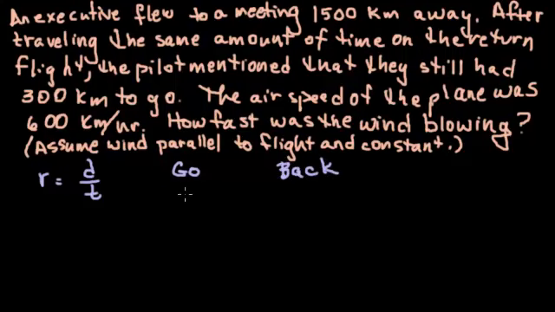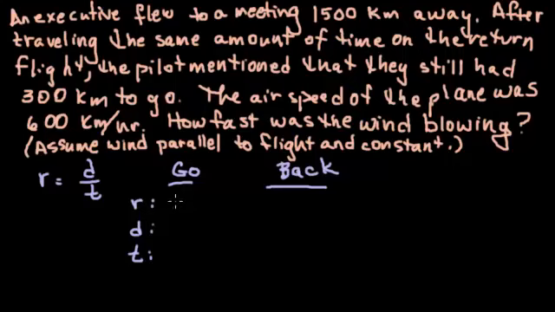And we're given quite a bit of information. I need to figure out how each one relates to the go flight and the come back flight. So I have these variables. R is my rate. That's going to be the speed of my plane. Now on the way there, it looks like I was a little faster, so the wind must have been helping me.